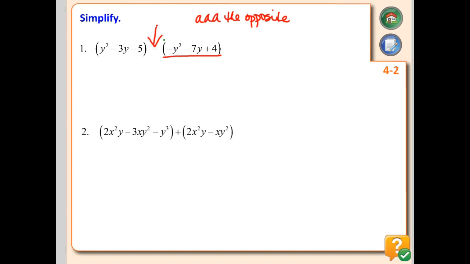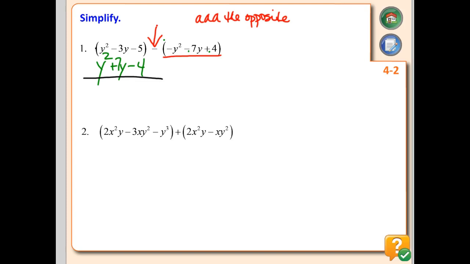polynomial that comes after. So what's the opposite of negative y squared? Well, that's positive y squared. What's the opposite of negative 7y? Well, that's positive 7y. What's the opposite of positive 4? Well, that is negative 4. And now we just have to add our like terms.